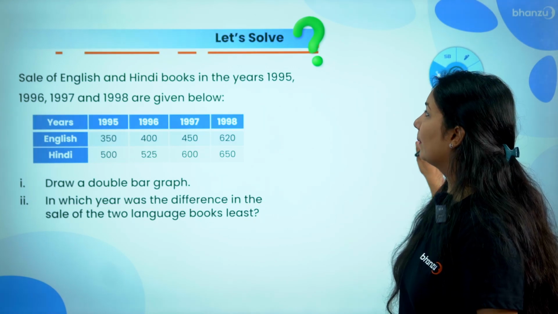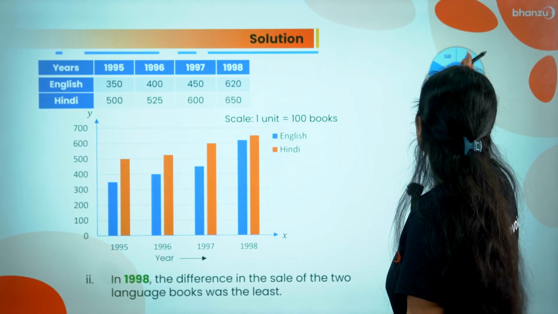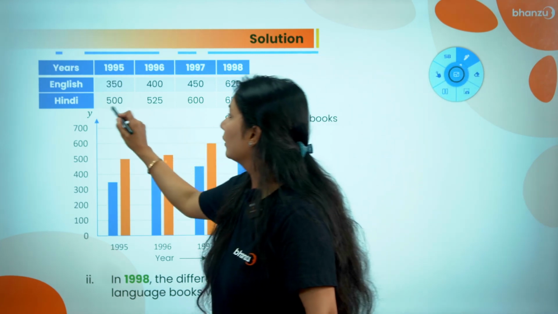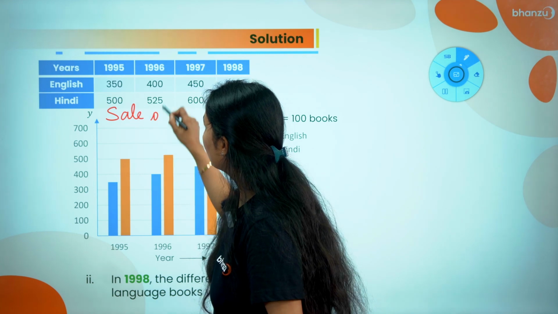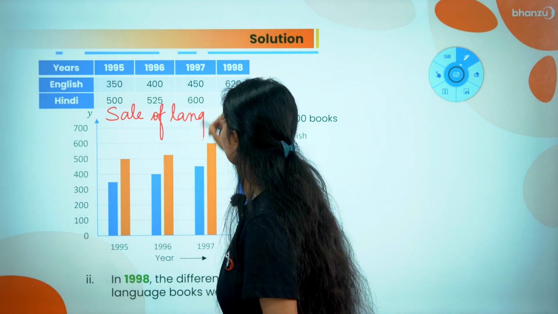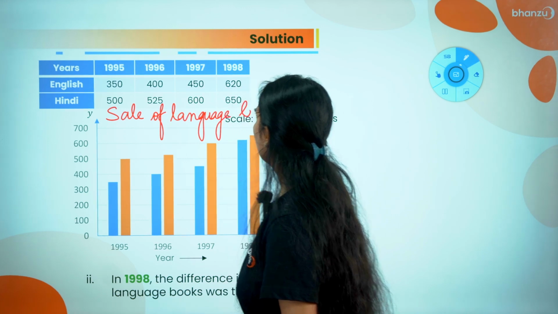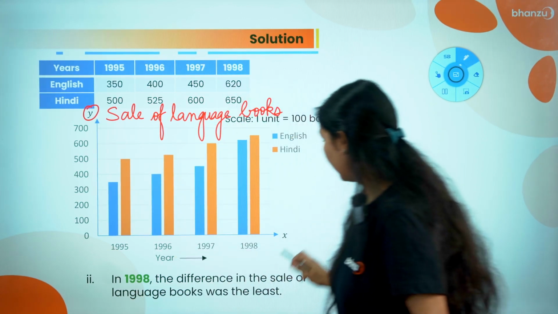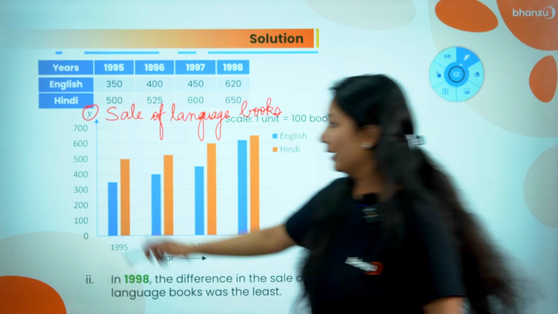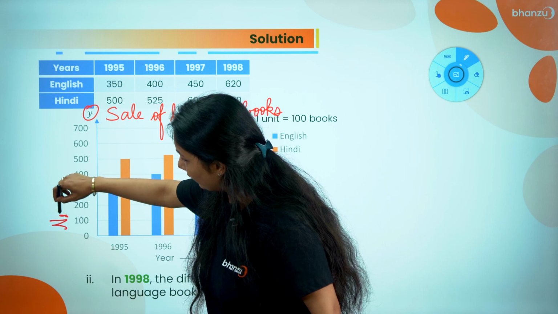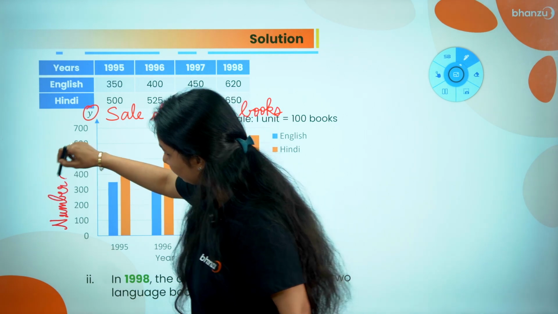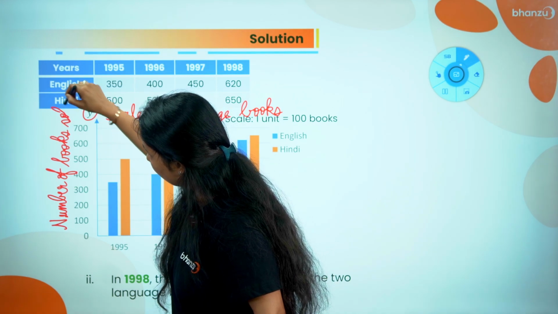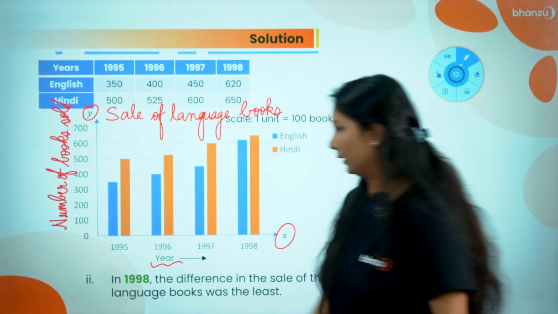So let's start with our bar graph. This is how it would look. Let's start step by step, okay? The first one was title. So what can you give the title as? Sale of language books. Right? There are two different language books what we are selling over here. The next was draw the y-axis and x-axis. Label the axis. So this is number of books sold, right? For English as well as Hindi. Then we have labeled year over here.